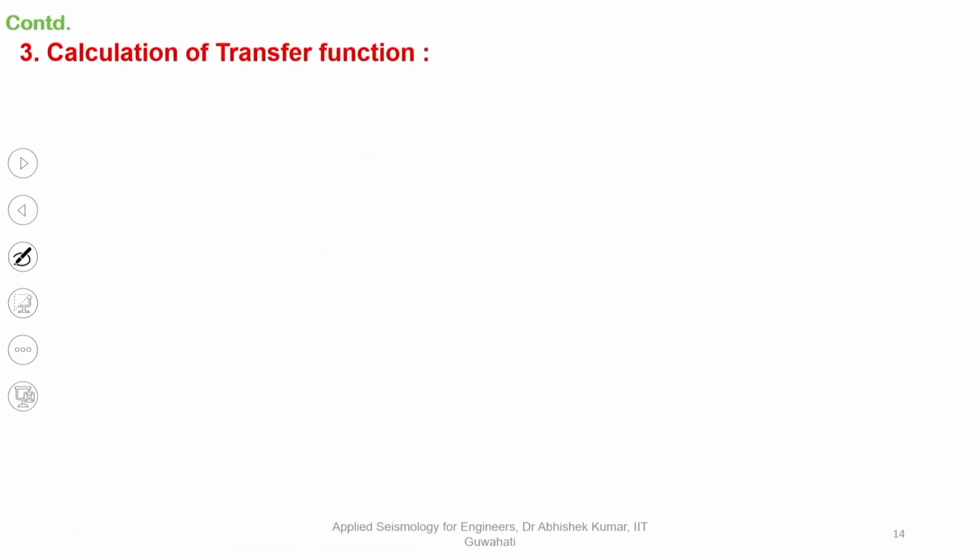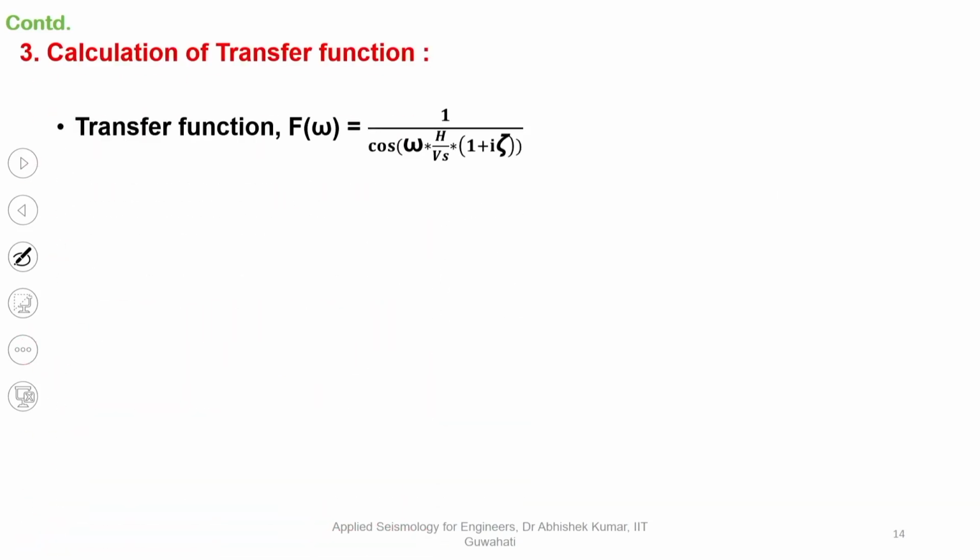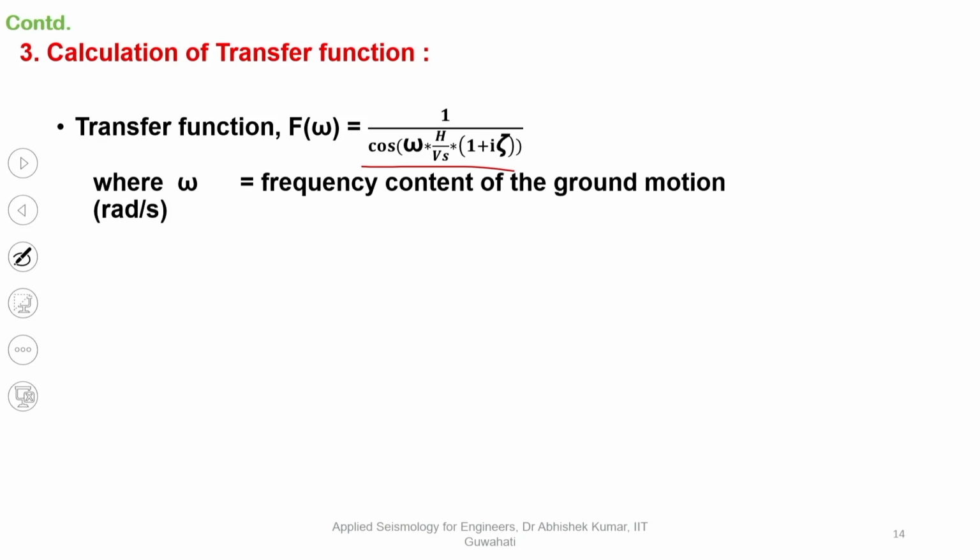Then calculation of the transfer function. We knew the transfer function which we have discussed, cosine of omega h over Vs times (1 plus iota chi), that was the transfer function which was given, and then you will take the modulus of that. In the bottom you will have cosine square of some terms and then sine hyperbolic square terms, which was given in the previous slide. Referring to that particular part, remember omega is the frequency content of the input motion, which we have just discussed in the previous slide, which we have also obtained based on Fourier series analysis.